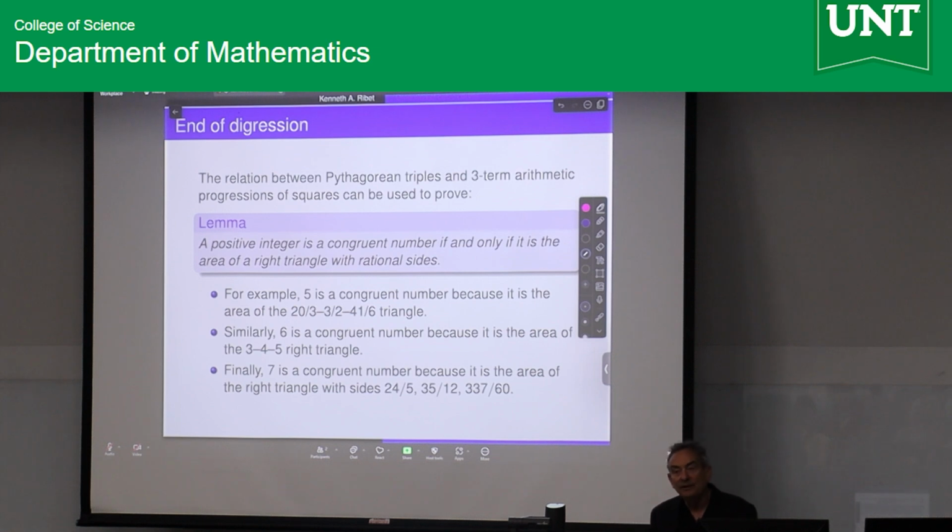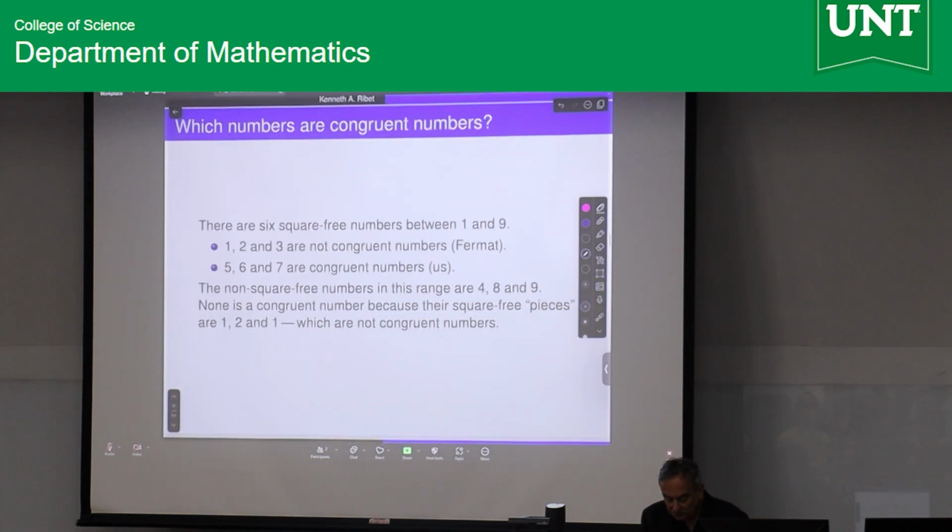6 is a congruent number from the 3, 4, 5 triangle, but if you want 7, then you have to have some denominators. 24 over 5, 35 over 12 are the legs, and the hypotenuse is 337 over 60. So you can find a lot of these values in the Wikipedia page for congruent numbers. But if you stick with me for the next half hour or so, you may get some sense of how you can do these calculations yourself, but you have to use cubic curves. So that's part of the thing.